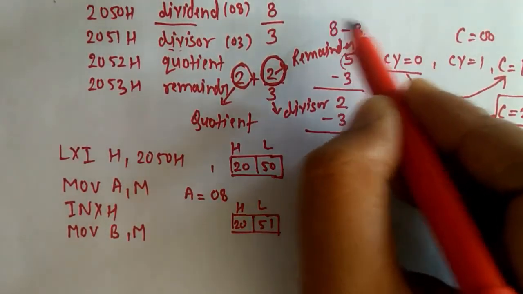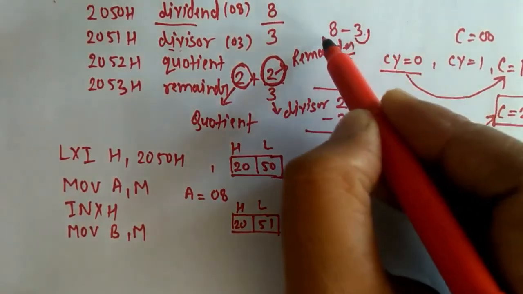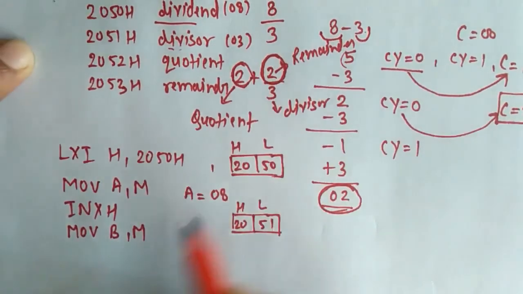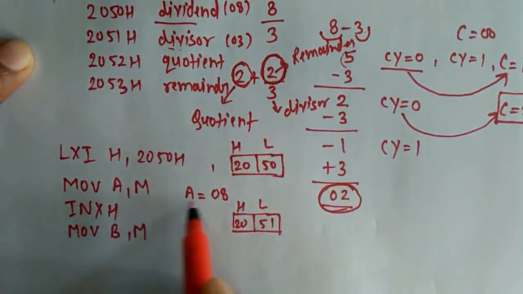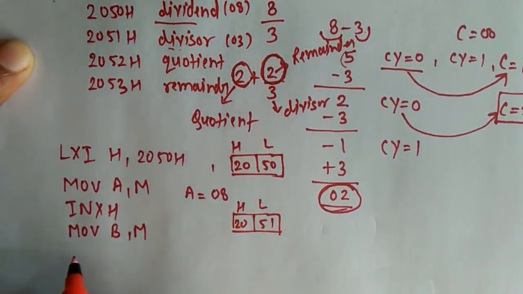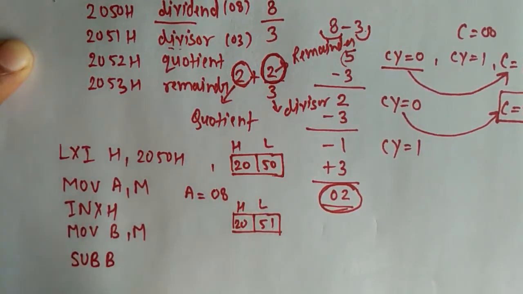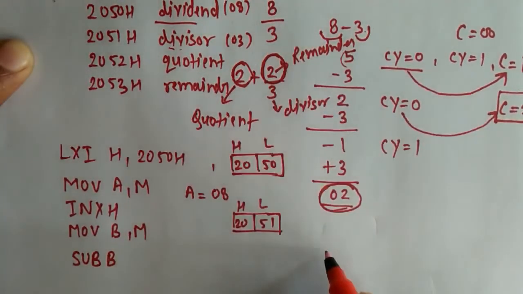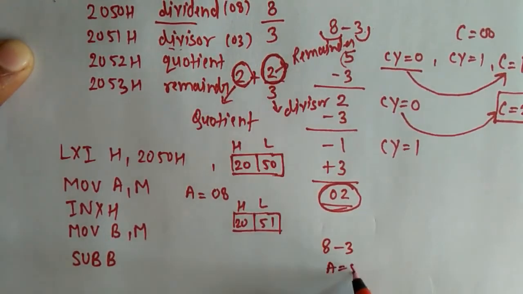We are going to subtract divisor from the dividend, so that's why I have kept the value 8 in accumulator. Well, now we will be writing SUB B. Okay, so on subtracting, this time it will be 8 minus 3 and accumulator will have 5.